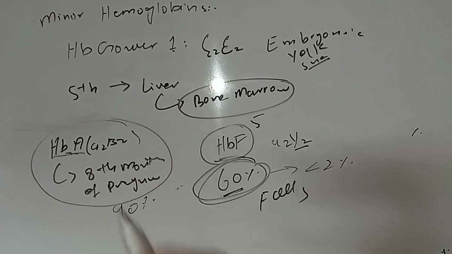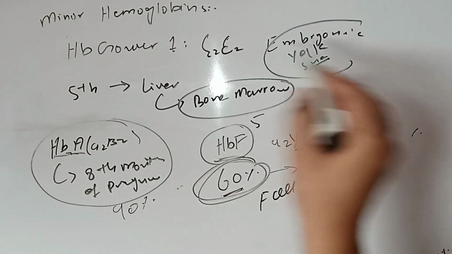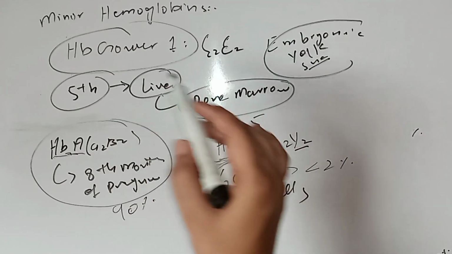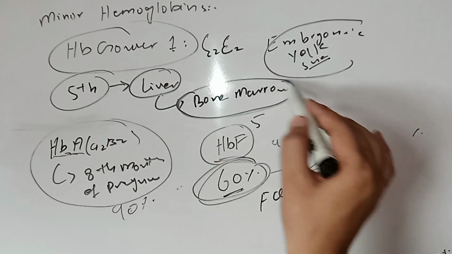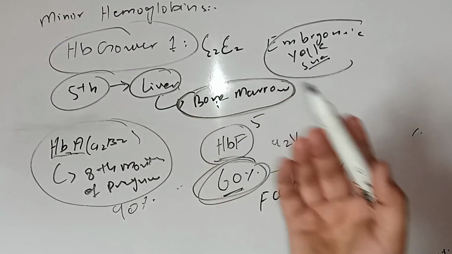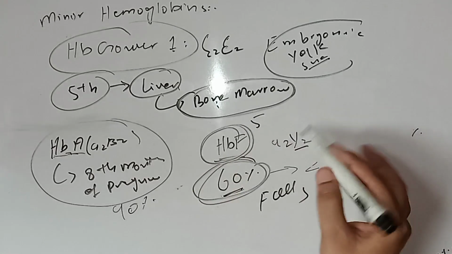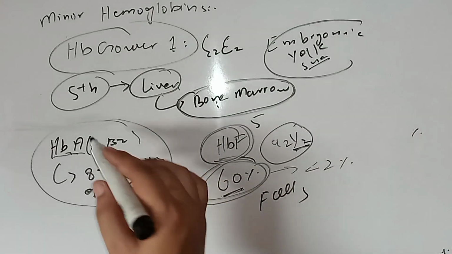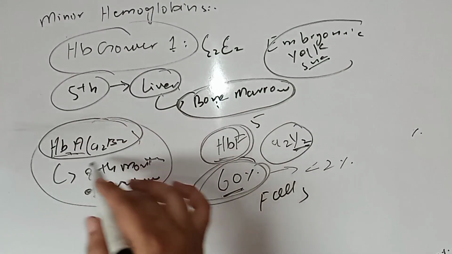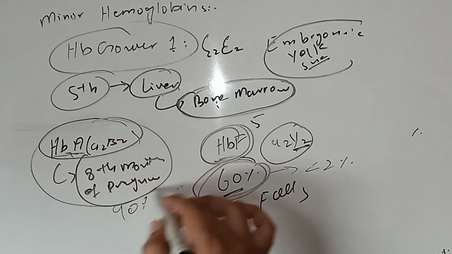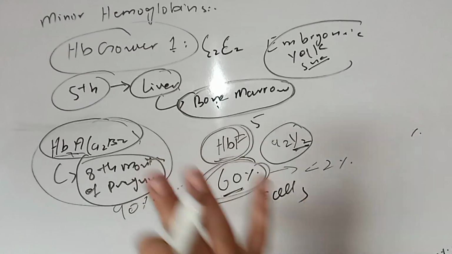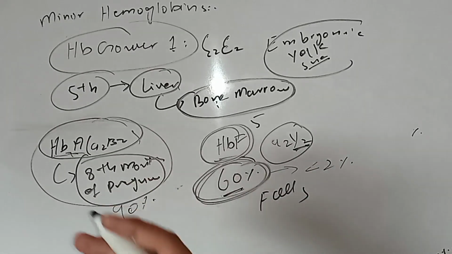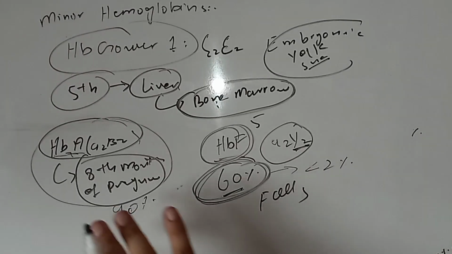After conception, the hemoglobin formed by the embryonic yolk sac is Hb Gower 1. In the 5th week, the liver starts synthesizing hemoglobin, and then bone marrow replaces it, and the hemoglobin synthesized here is HbF, or fetal hemoglobin, which contains alpha 2 and gamma 2 chains. And then in the 8th month of gestation, HbA1 starts to be synthesized, and when the fetus is born, he has 60% fetal hemoglobin, and the rest of the hemoglobin contains a major amount of HbA.